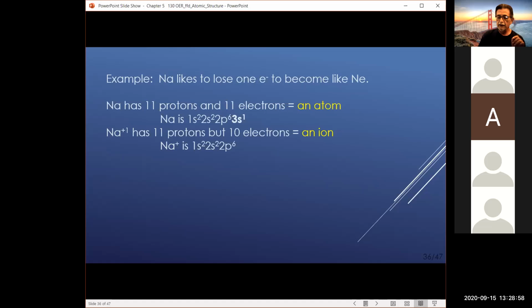By losing that highlighted 3s1, it now becomes an ion. And now its new valence shell is the next one in, which is the 2nd energy level. And guess how many valence electrons are in the second energy level? 8. 2 in the S, 6 in the P. It has fulfilled the octet. So sodium ion is extremely stable.